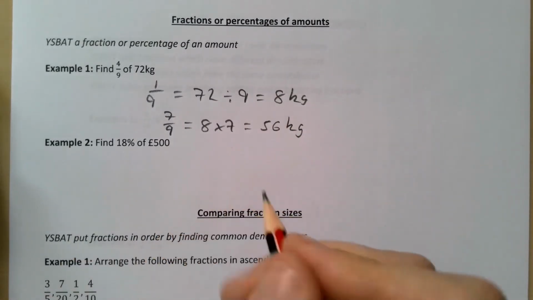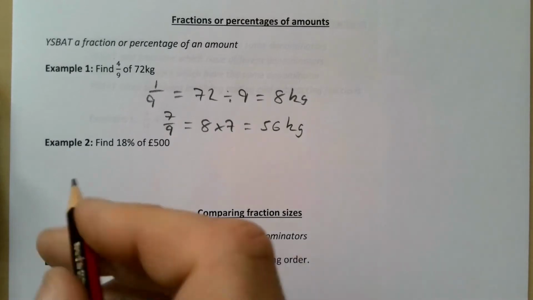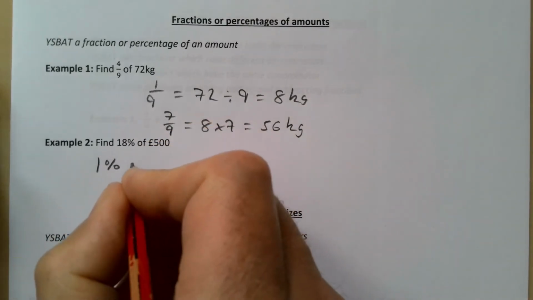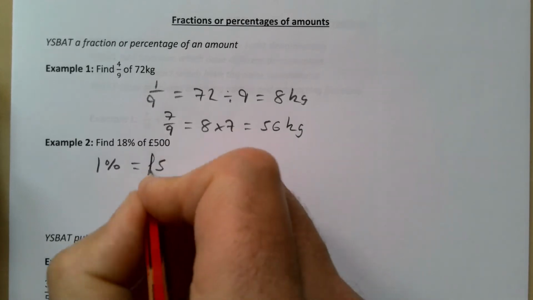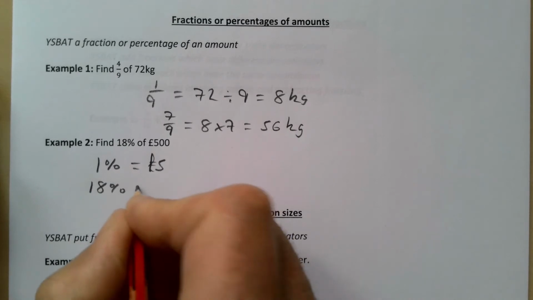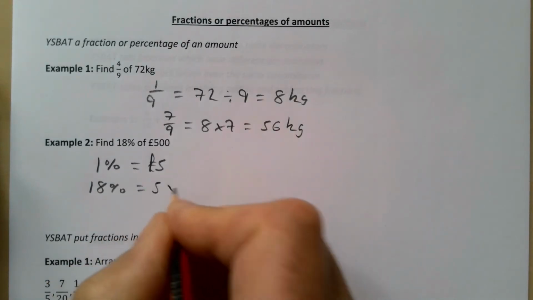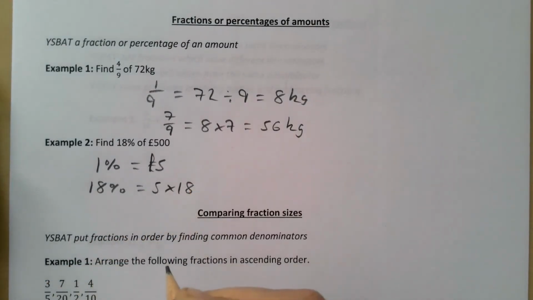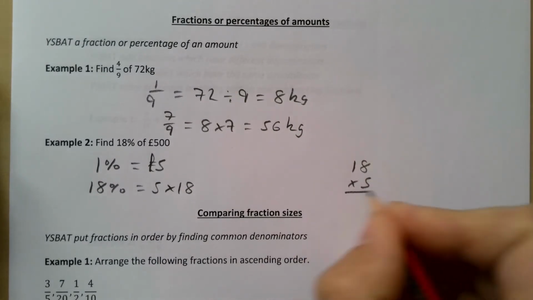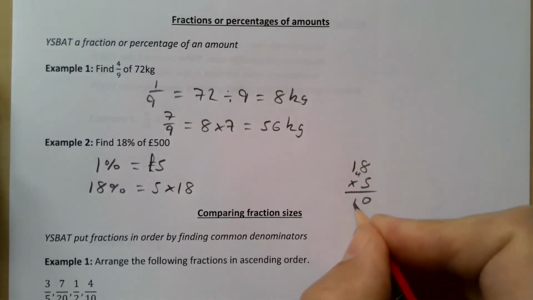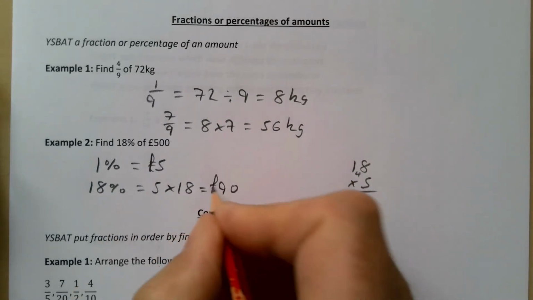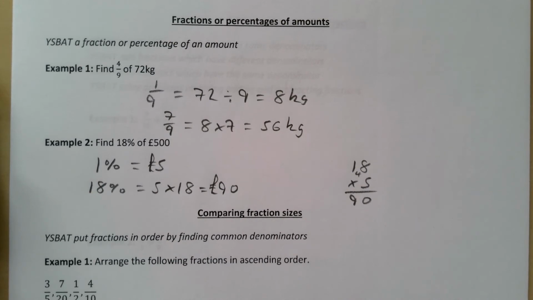18% of 500, loads of different ways again of doing this one. I would go for 1% is equal to 5 pounds. So 18% equals then 5 times 18. 18 times 5, just in case we don't know it, is 90. So 18% then is going to be 90 pounds.